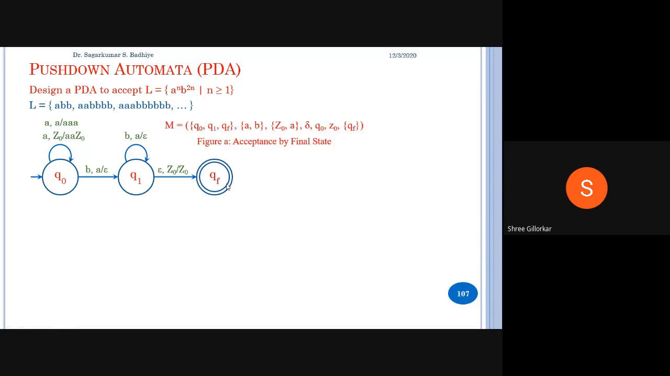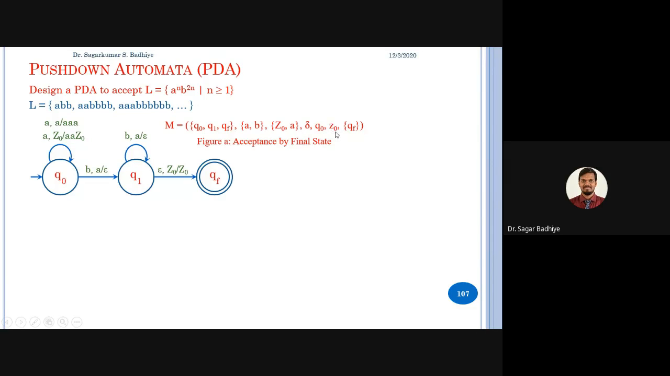Yes, sir. So this is one logic, and the machine will be represented in this form: M equals to Q, which is the number of states or all the states. This is sigma, which is the input symbol. This is gamma, right? Capital gamma. So this is Z0 and A, which is nothing but stack symbol. This is delta, that is transition mapping. This is initial state Q0, Z0.